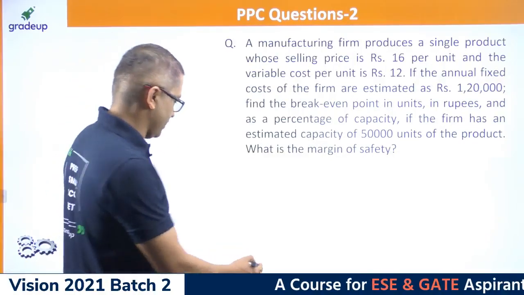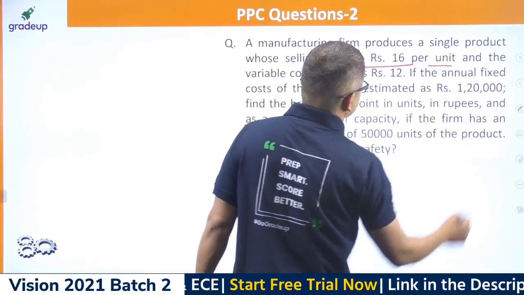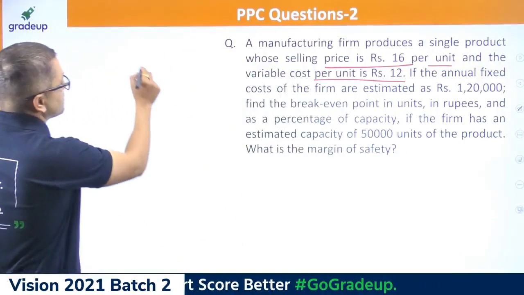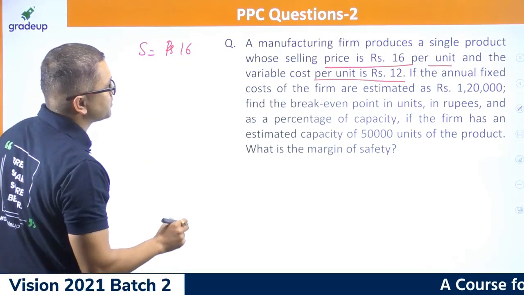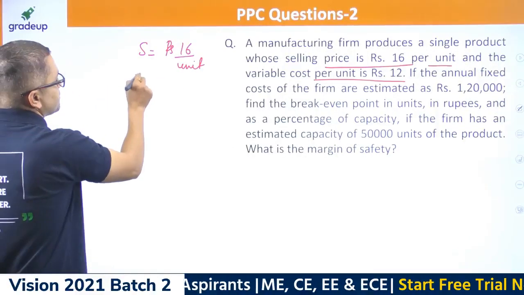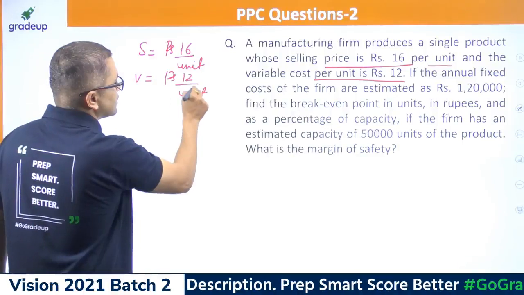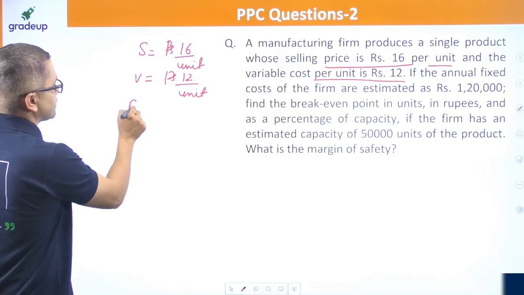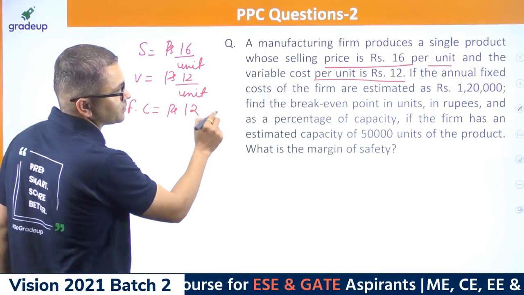So what we have here is: selling price is rupees 16 per unit, variable cost per unit is rupees 12. So selling price, small s, is rupees 16 per unit, and variable cost per unit, small v, is rupees 12 per unit. If the annual fixed cost of the firm is estimated as, so FC, fixed cost, is nothing but 1.2 lakhs, 1,20,000.